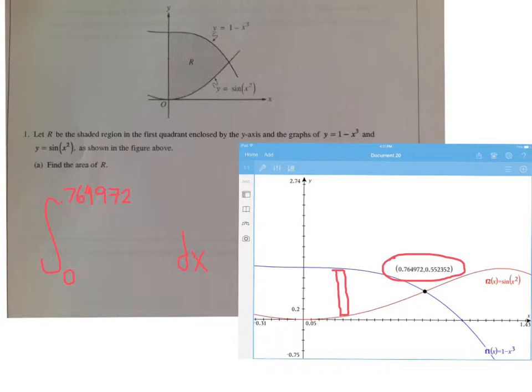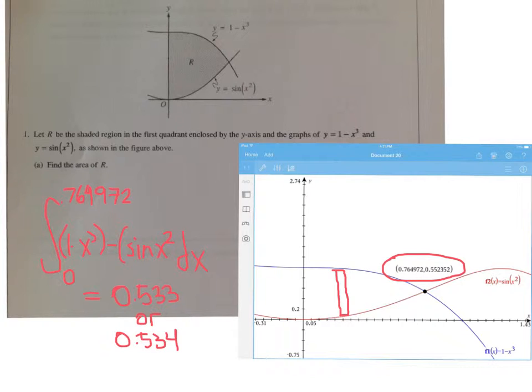Well, the upper function is the cubic function, so it would be 1 minus x cubed. And then I'm going to subtract the sine function, which is sine of x squared. Now I put that into my calculator, and the answer you should get, rounded to 3 decimal places, is 0.533, or they would also accept 0.534.